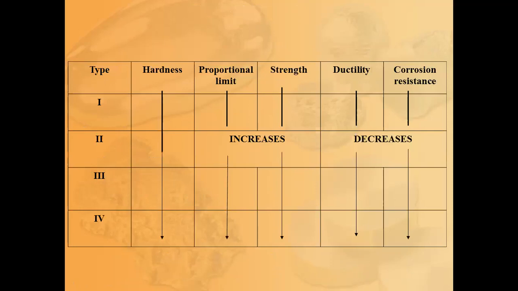Now we can see the comparative study of type 1, type 2, type 3 and type 4 gold alloy. Going from type 1 to type 4, hardness will increase, proportional limit will increase, and strength will increase, while ductility and corrosion resistance will decrease.